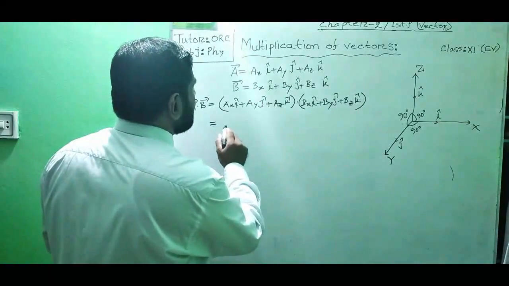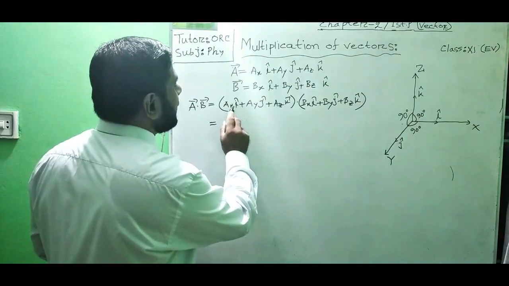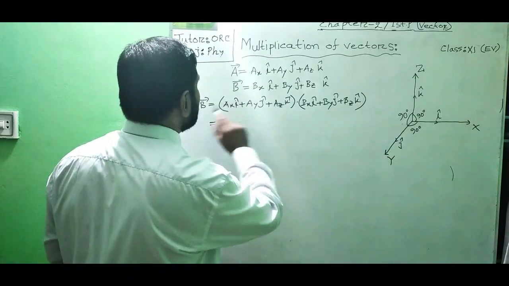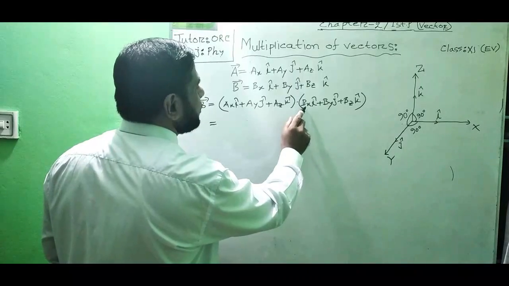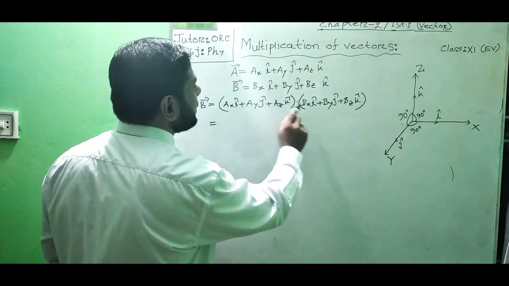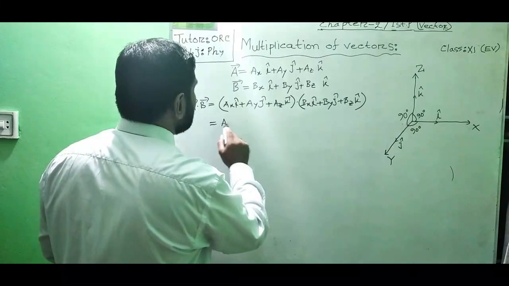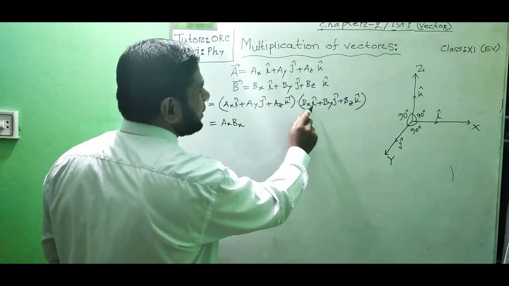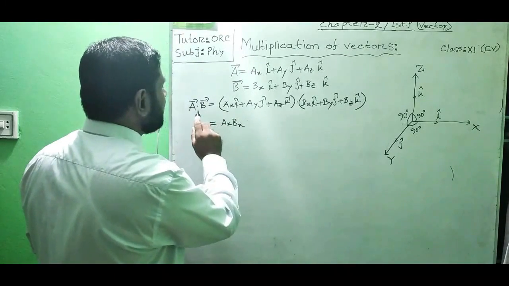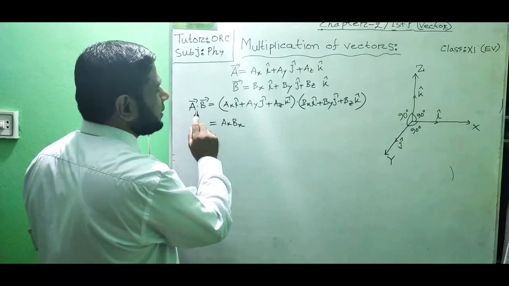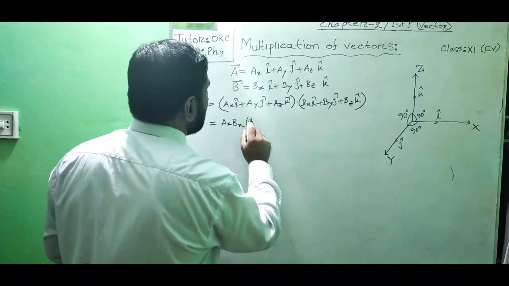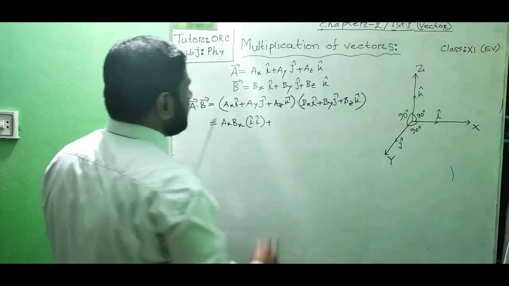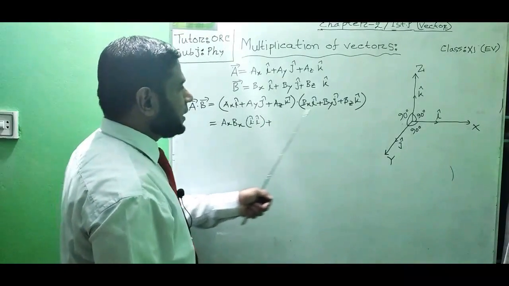So let us multiply. The coefficient of i cap of the first vector is a scalar quantity, and the coefficient of i cap of the second vector is also a scalar quantity, so we can multiply those two scalar quantities normally. Let us multiply ax bx, but i cap and i cap are vector quantities, and we are multiplying according to the dot product, so we must put the dot sign. Here i cap dot i cap plus, in the same way, we multiply the first term of vector A with the second term of vector B.